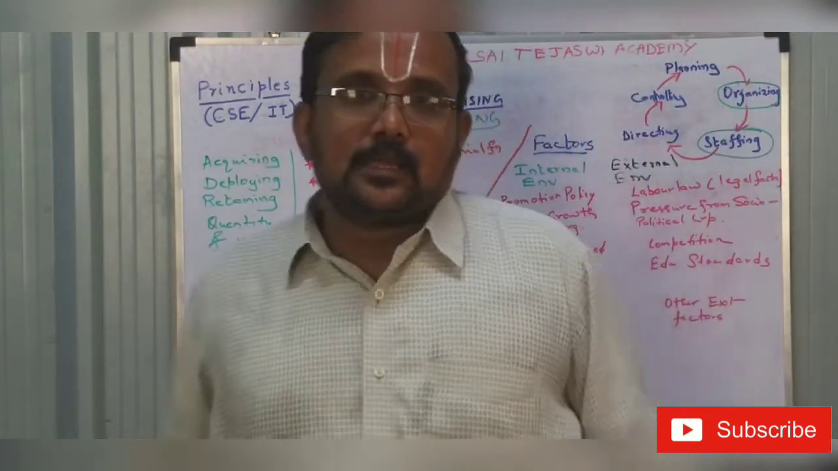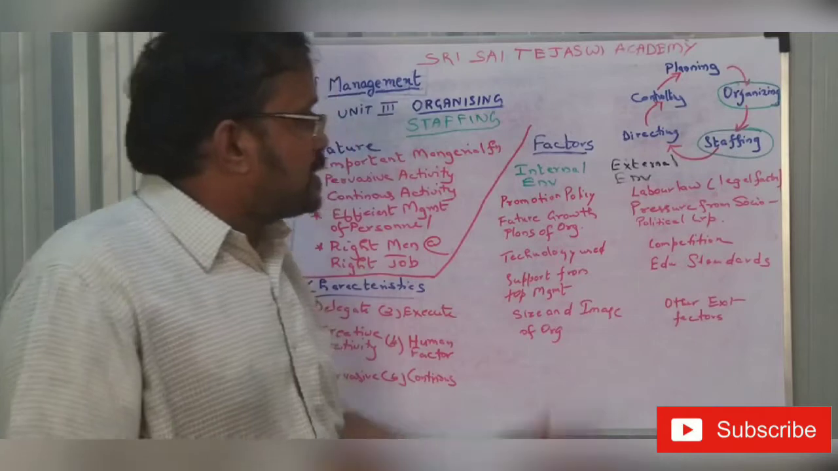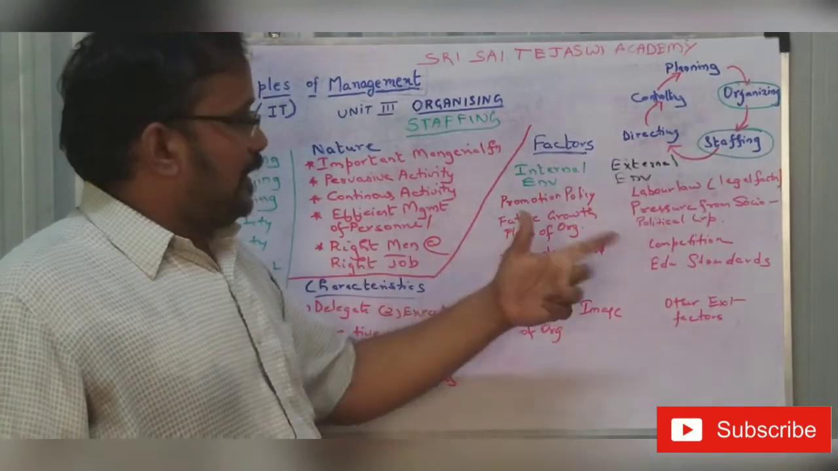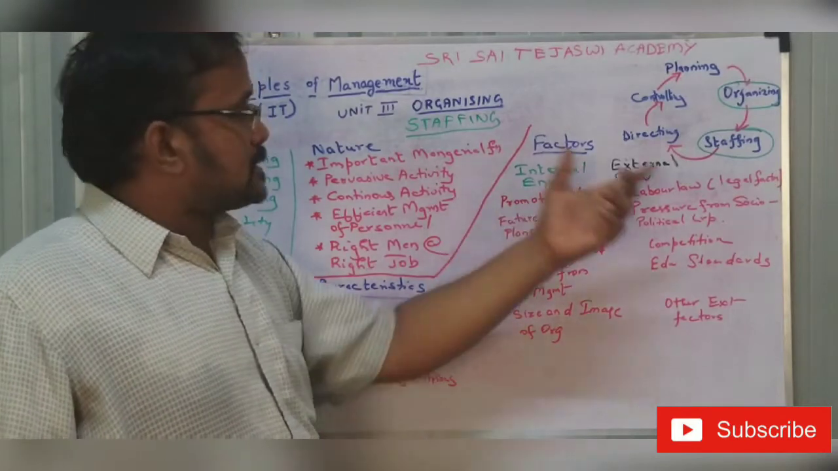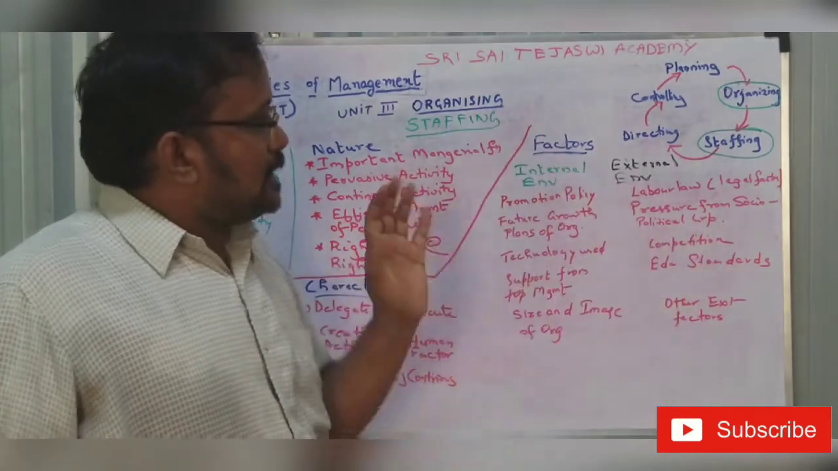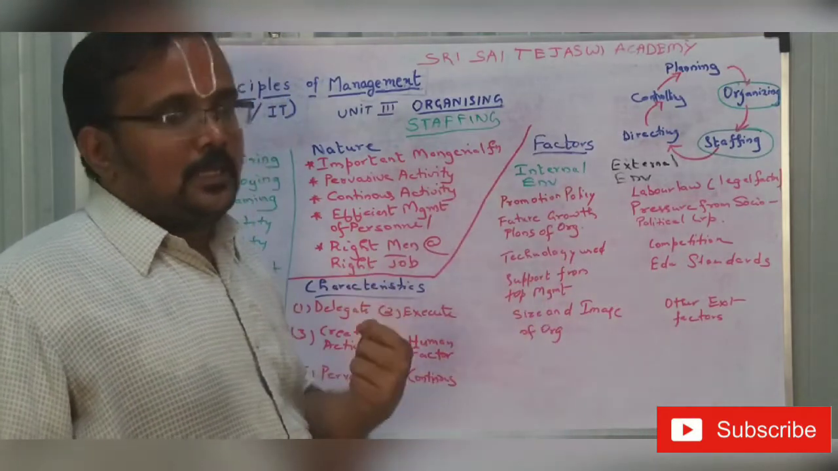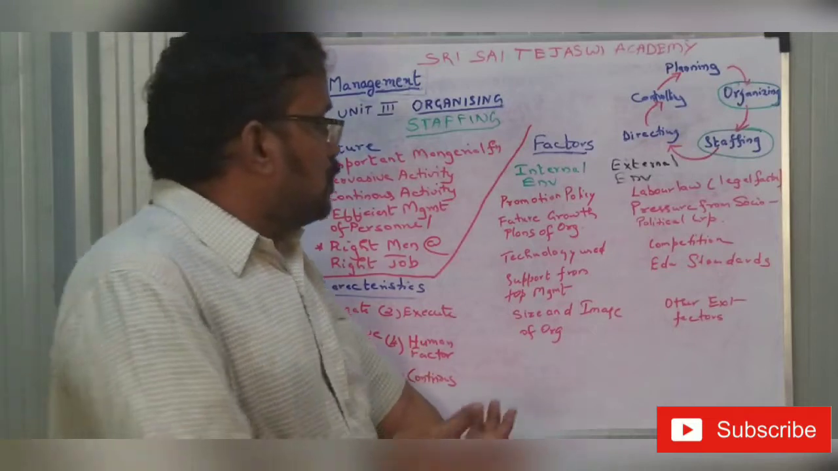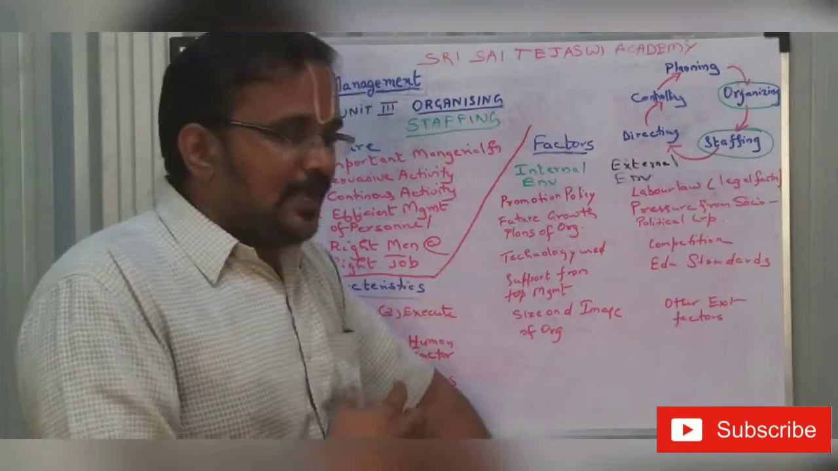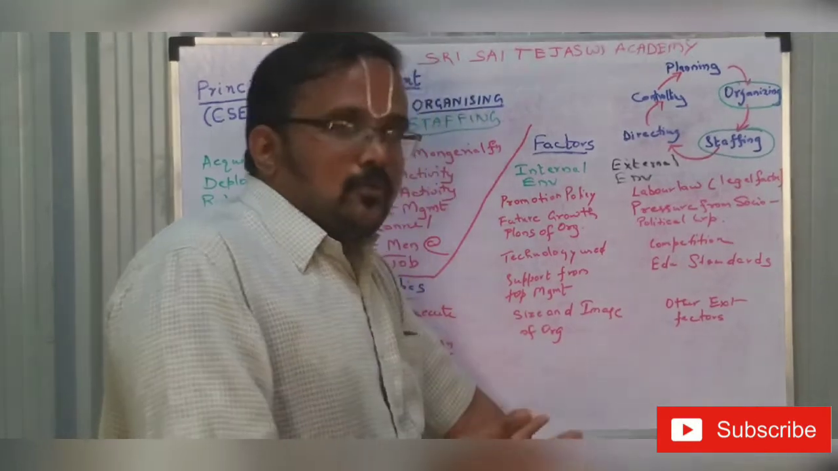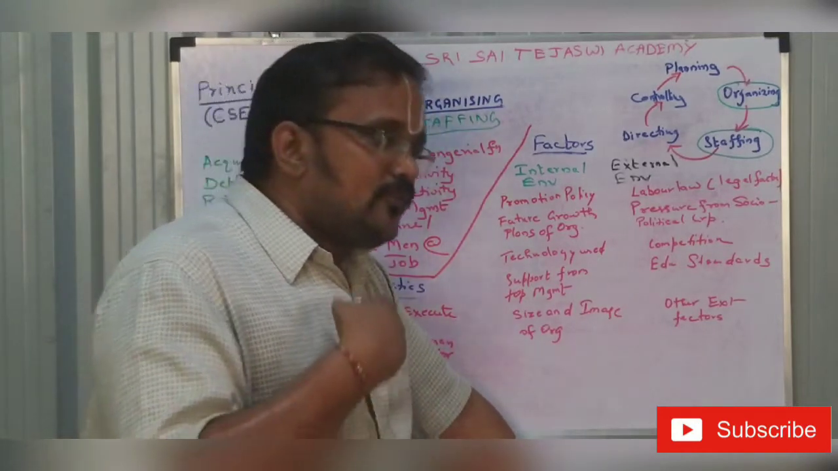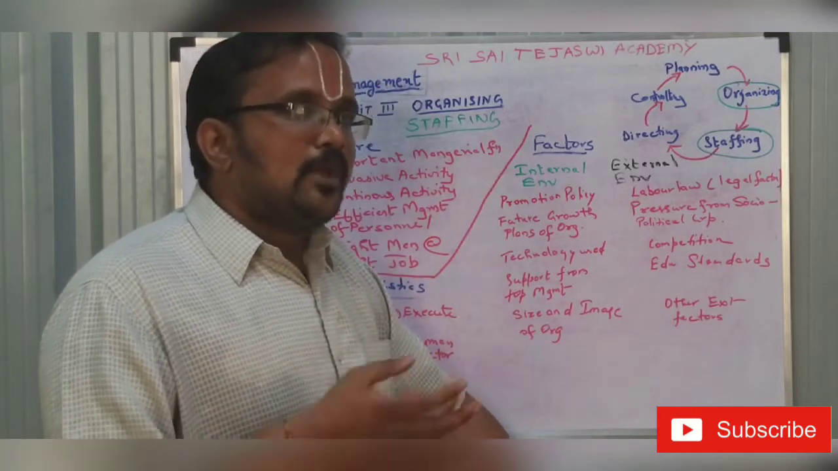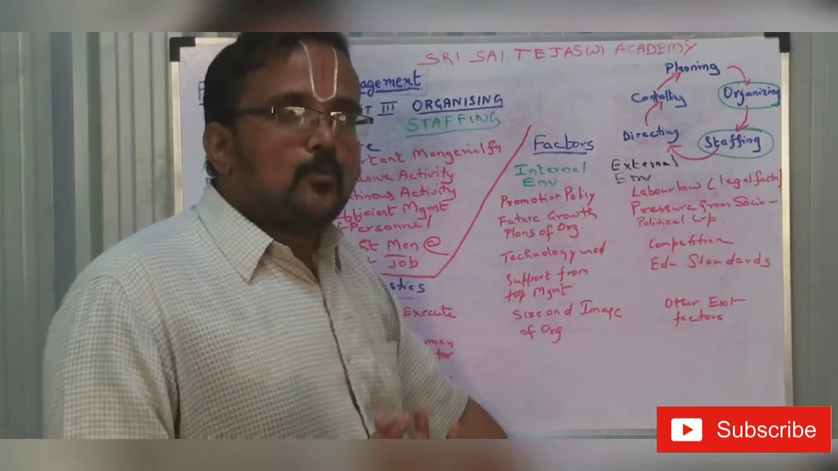Now let us get to know the factors. There are internal factors and external factors, the internal environment and the external environment. Now we see the internal environment, whatever happens within the organization. First is promotional policy. Whenever you are in final year and go for an organization, probably the main thing you will be looking for is avenues for promotion.